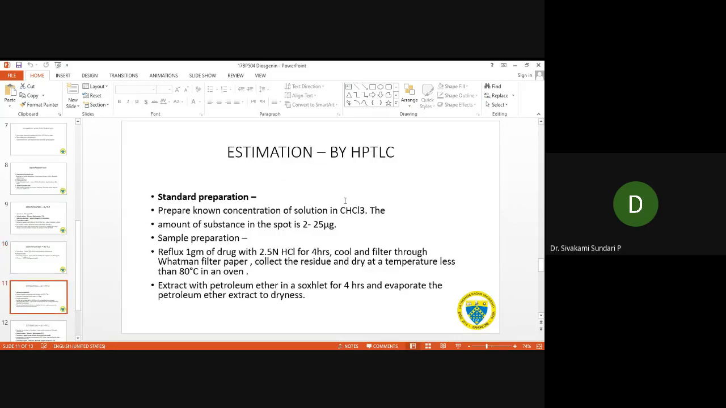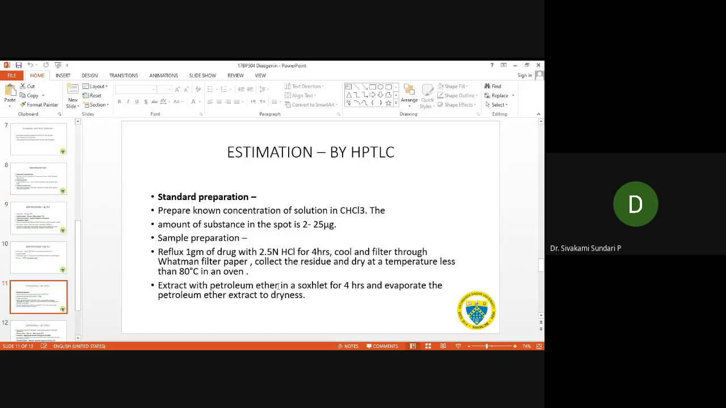It is estimated by the HPTLC method. Prepare a known concentration of the solution in chloroform. The amount of substance in the spot is 2 to 25 microgram, so we have to make sure of that. Then the sample preparation: reflux 1 gram of drug with 2 N hydrochloric acid for 4 hours, then cool and filter through Whatman filter paper. Collect the residue and dry at a temperature less than 80 degrees Celsius in an oven.